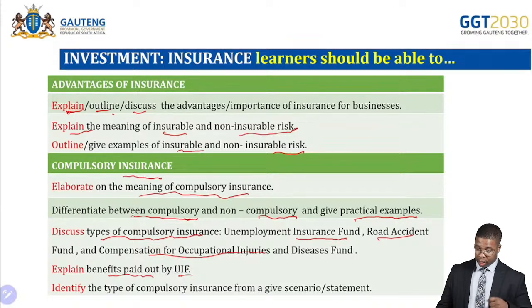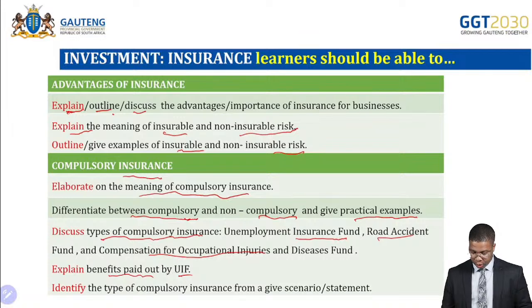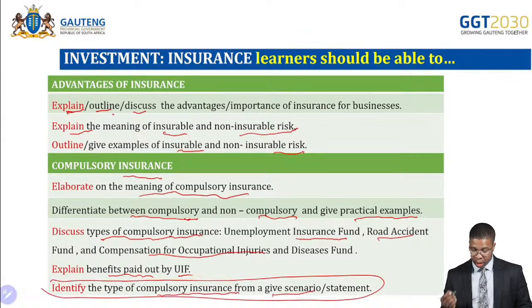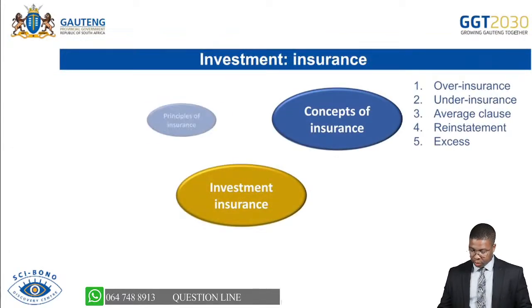Do not confuse them with the provisions of the BCEA. Just know that here we're talking about illness benefit, or we're talking about adoption benefit together with maternity benefit, and we're also having dependency benefits under your UIF as a benefit. And then you should be able to identify the compulsory insurance from a scenario, because that can be a typical question. Now we proceed to the key aspects.